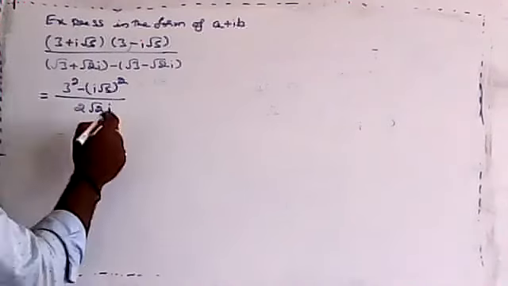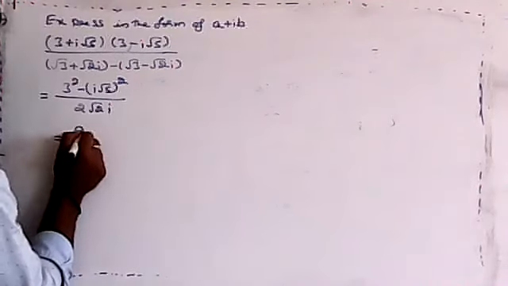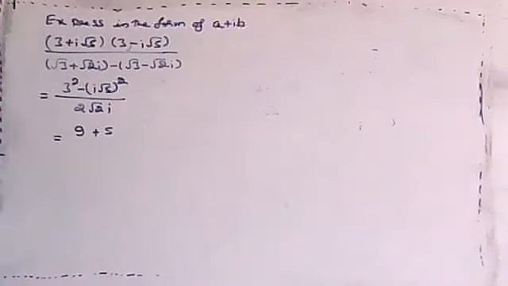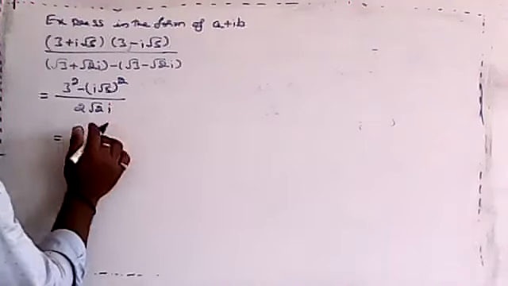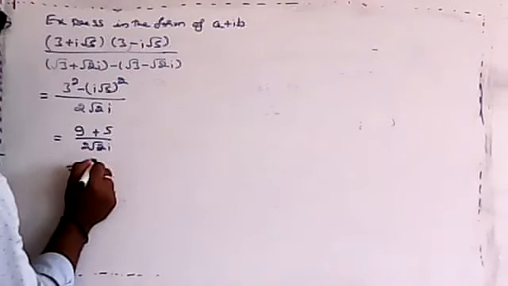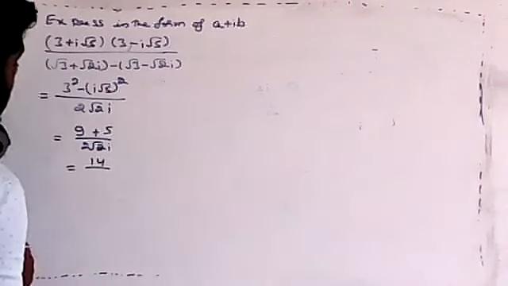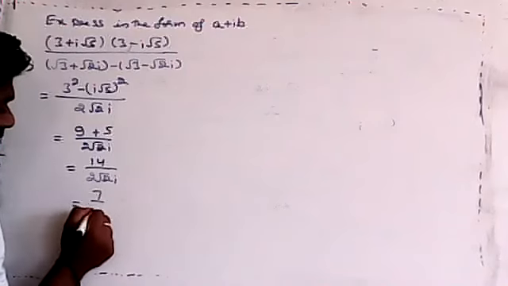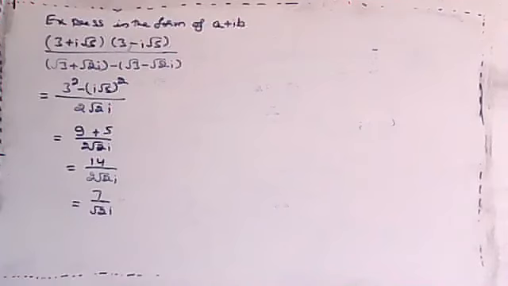Yeah. So in the numerator, what we said? 9 plus 5. 9 plus 5, that one, Anirudh. Yes, 9 plus 5, divided by what? 2 root 2I is nothing but 14 by 2 root 2I. So again we can write this one as what? 7 by root 2I. Correct?